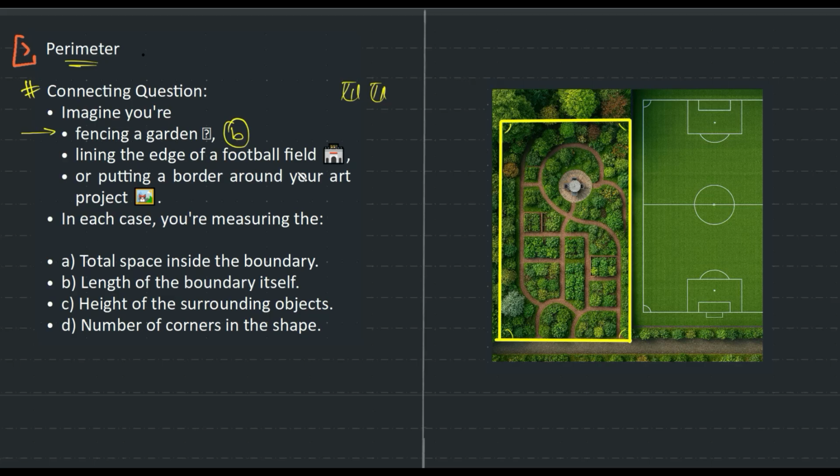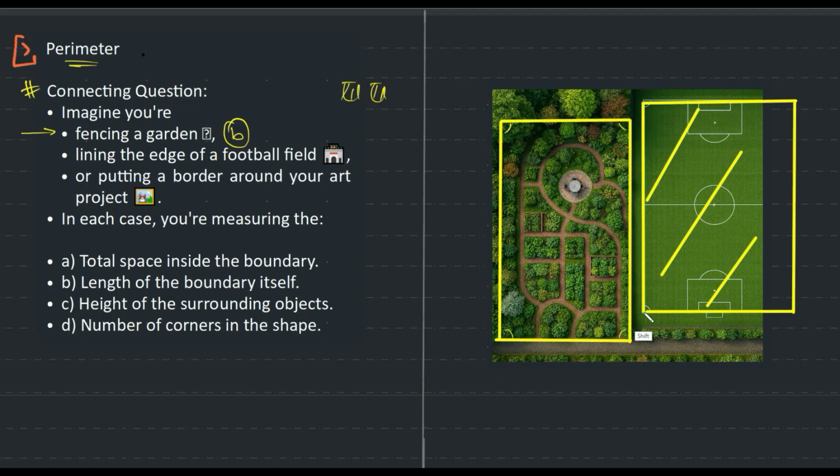Say we are lining the edge of a football field. So this is a football field. Lining has to do with this white boundary of some sort for the rules. So we are doing that. What should I do? Should I consider the total space? Should I consider the boundary? Boundary would be something like this. Should I consider the height of the pole? Say the pole is over here. Or the corners? Here too there are 4 corners. What should I do? Correct. In this case too, it's the boundary.